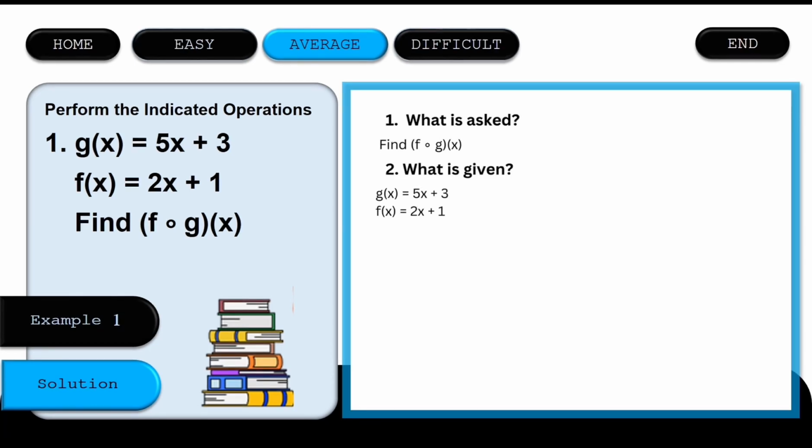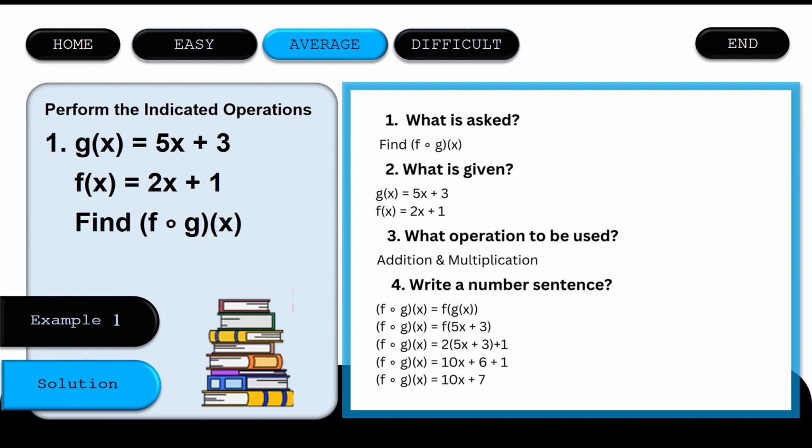Sa ating second step na what is given, g of x is equal to 5x plus 3 and f of x is equal to 2x plus 1. Ang mga operation na ating gagamitin, addition and multiplication. And by writing the number sentence, quantity f of g of x is also equal to f of g of x. Yan. Substitute lang natin ang given values, ang g of x and f of x.